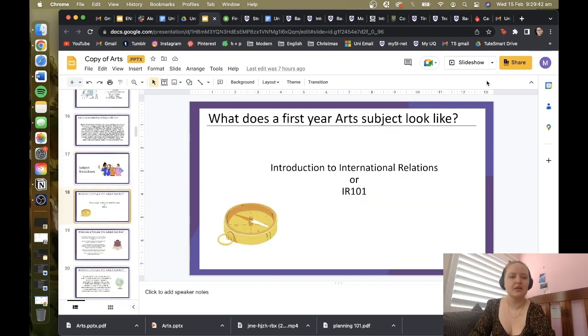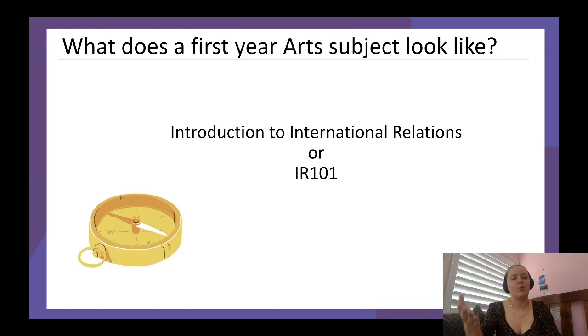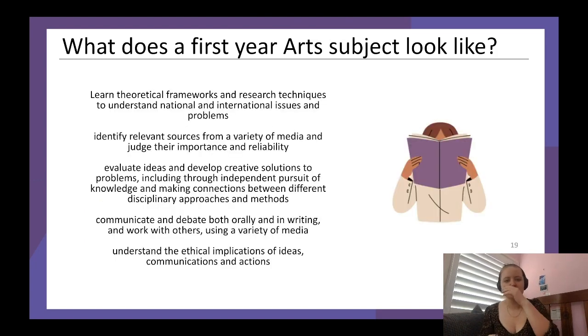Okay. So what does a first year arts subject look like? We're going to take the example of Introduction to International Relations, or IR 101, essentially. These couple of sentences here are something that is going to be right at the top of your course profile, and it basically is walking you through the key learning objectives for the subject. What is it exactly that they want you to do?